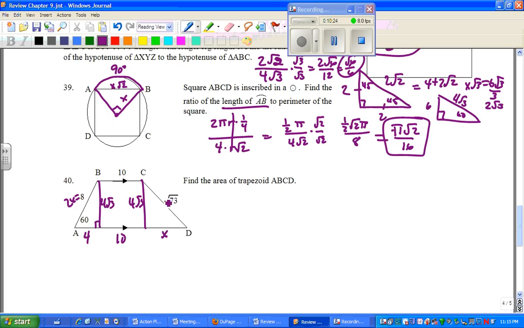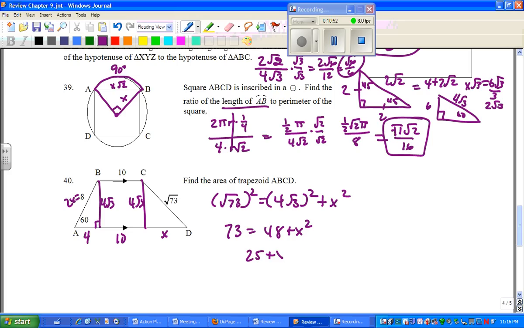Now we can figure out this piece right here because square root of 73 squared is equal to 4 root 3 squared plus x squared. There's 73. You get 16 times 3, which is 48, plus x squared. 73 minus 48 is 25, which equals x squared. So x equals 5. So this piece down here is 5.